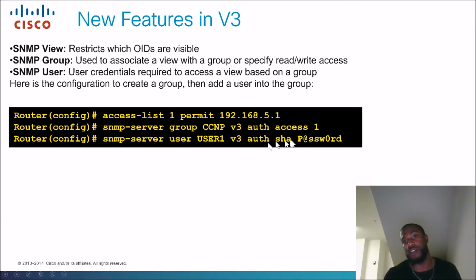Version 3, auth. You're putting the type of encryption that you want. In this case, they're using SHA, and then you put in a password. So in this case, we've got a username and password. So this is authentication. This is auth plus the privacy because we have the privacy key there. I mean, type of privacy authentication there.